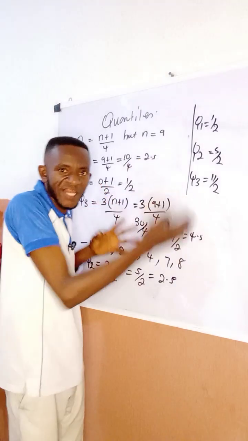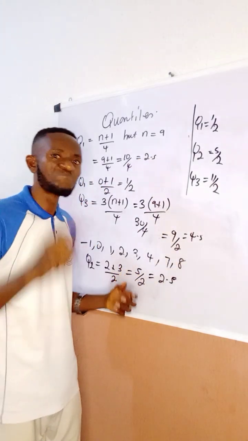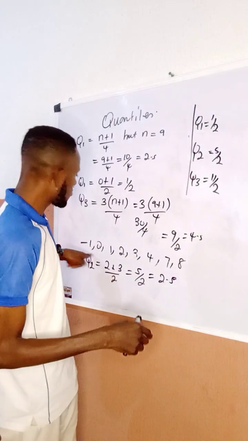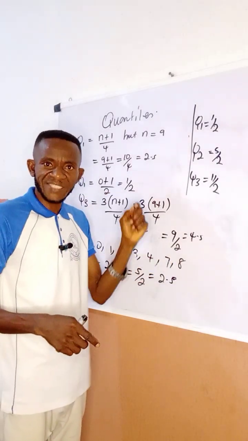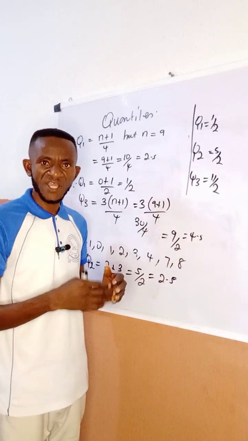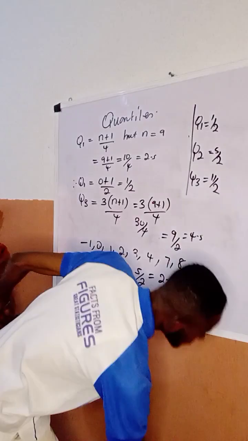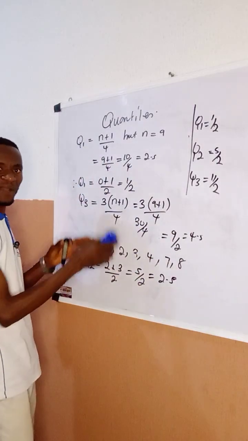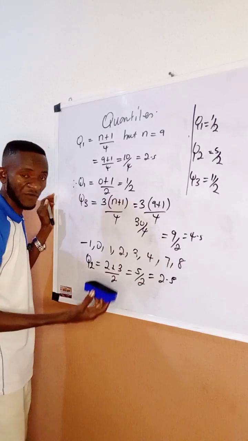So this is actually how to obtain the value of your Q1, your Q2, your Q3, most especially when you have an even number of observations. So we are going to call up an example that is odd in nature, and then see how we go about it very fast. So permit me to clean this while we still carry you along. Thank you very much for following us.